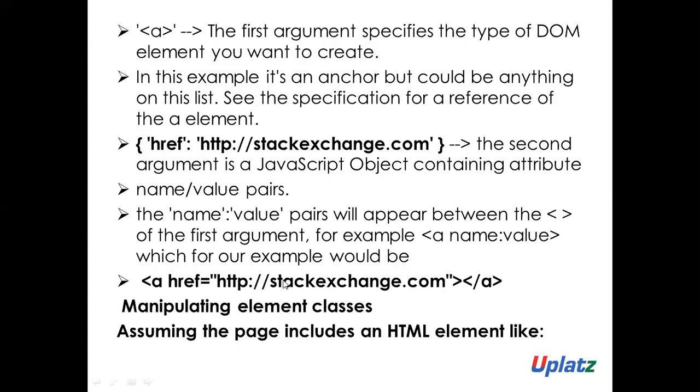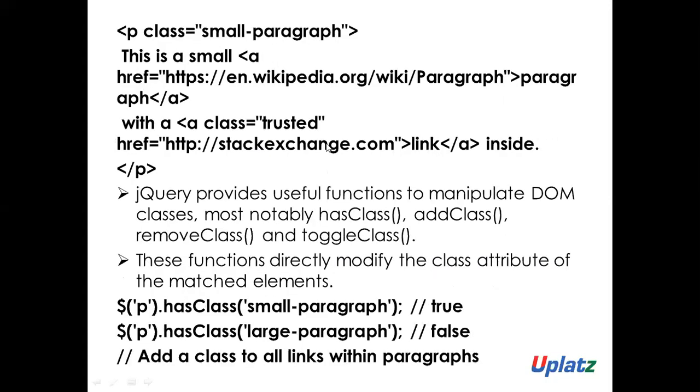Next is manipulating element classes. Assuming the page includes HTML elements like this, I have a P class with a small paragraph inside my P tag. jQuery provides useful functions to manipulate DOM classes, most notably hasClass, addClass, removeClass, and toggleClass. These functions directly modify the class attribute of the matched elements. If we check hasClass on this paragraph, it matches, so it is true. For another paragraph that is not matched, I get false. Next, add a class to all links within the paragraph.